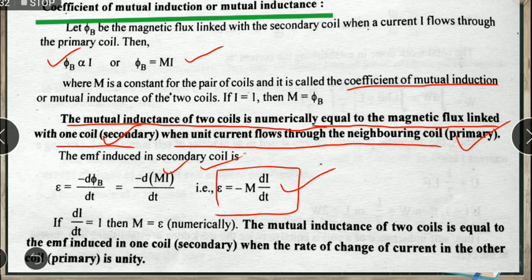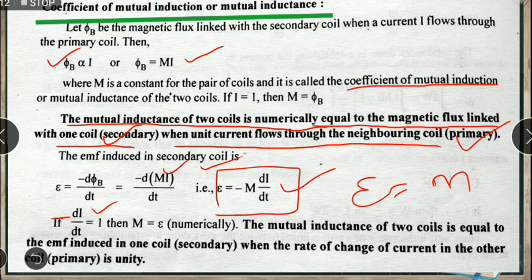Suppose I take the rate of change of current as 1, then what can we say? Just the magnitude value: E is equal to M times 1, that is the rate of change of current. The mutual inductance of two coils is equal to the EMF induced in the coil when the rate of change of current in the other coil is unity. Got the point? We can say mutual inductance is equal to the induced EMF only if the rate of change of current in the primary coil is of unit value.